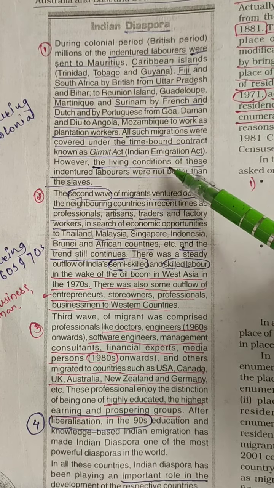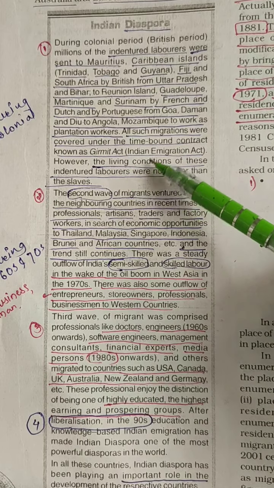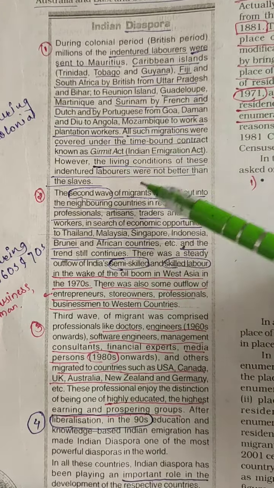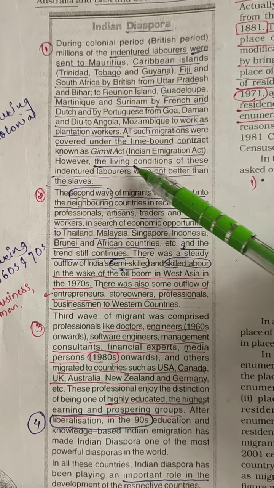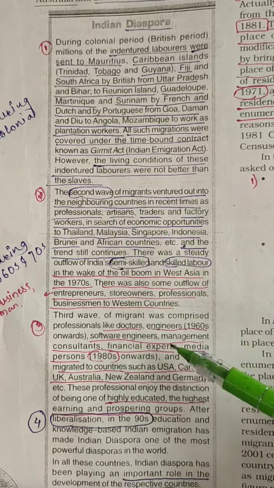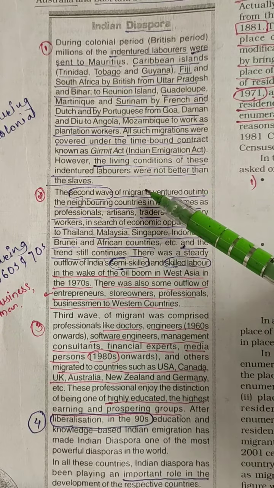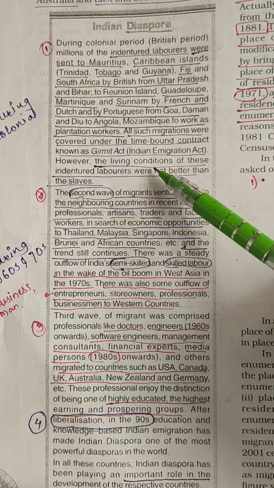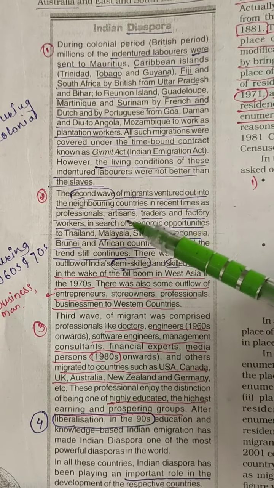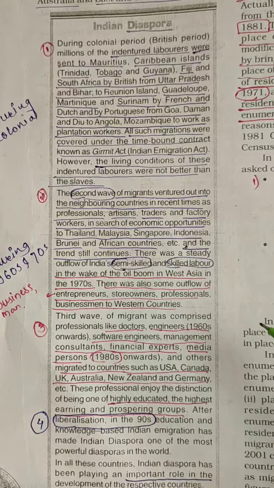After such migration, they were not allowed to return and they were forced to work there, to live there. So that is the condition. The living conditions of these indentured laborers were not better than the slaves. You can understand, their condition was not better than slaves. They were working like slaves. So this is the first wave of migration during the British colonial period.